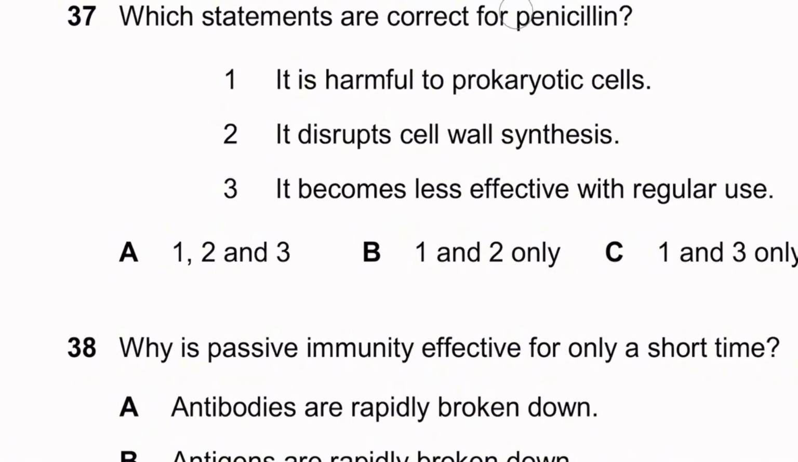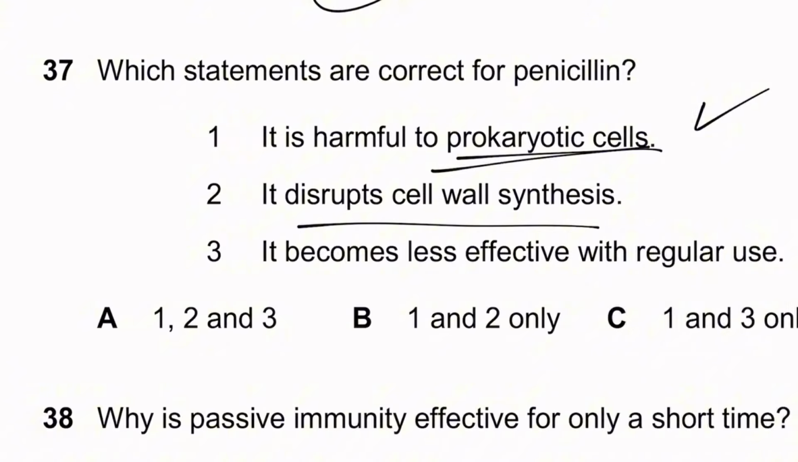Which statements are correct for penicillin? Penicillin, it is harmful to prokaryotic cells. Penicillin is an antibiotic, so yes, it's definitely harmful to prokaryotic cells and for their growth and development. It disrupts cell wall synthesis, exactly. Penicillin is going to stop the cell wall, specifically the fibers of the peptidoglycan, from forming bonds with each other. And so then when the wall tries to grow, it's not going to be able to grow anymore, because there are no bonds between the different units of peptidoglycan, and it's eventually going to burst and everything.